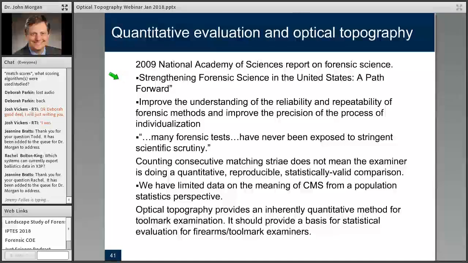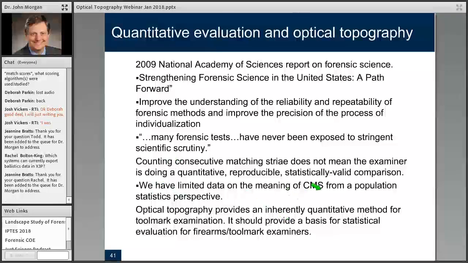One thing that we should keep in mind is that optical topography provides an inherently quantitative method for tool mark examination and should, not today, because the statisticians are still arguing over it, should provide a basis for statistical evaluation for firearms and tool mark examiners, and give us a quantitative way of characterizing comparisons. Again, this is my view.